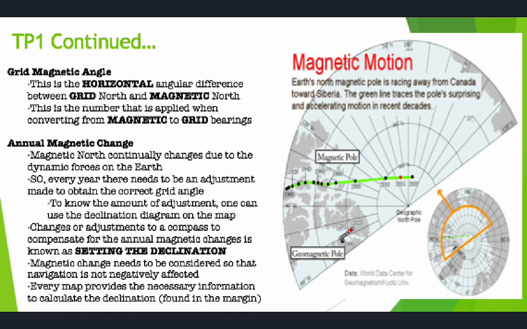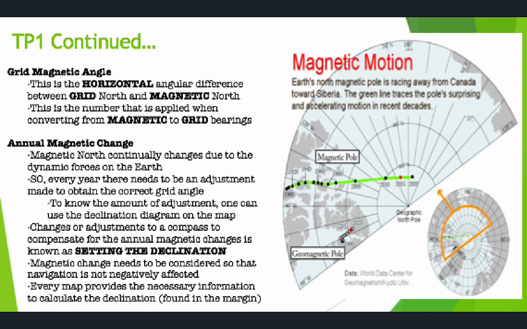Next is the annual magnetic change. Magnetic north, which is on your compass, continuously changes due to the dynamic forces on the Earth. So, that means that every year there needs to be an adjustment made to obtain the correct grid angle. To know the amount of adjustment, one can use the declination diagram, which is found on every map.